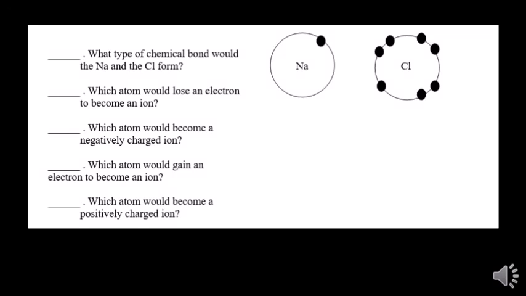Type of chemical bond formed between sodium and chlorine? Well, if you looked on the periodic table, you would see that sodium is a metal and chlorine is a nonmetal. But even without looking at that, you know that the alkali family has one valence electron.